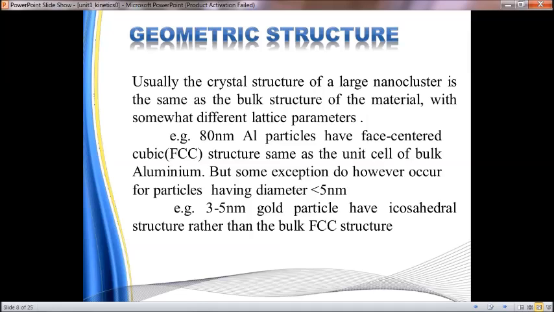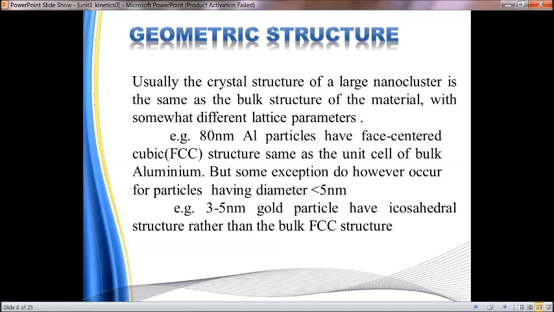Icosahedral structure means a 20 faced structure, 20 faces will be there, rather than the bulk FCC structure. So this is another example. For 80 nanometer it resembles the structure of bulk aluminum, but whenever a gold particle less than 5 nanometer is taken, it will have the 20 faced structure rather than the resemblance to the bulk structure.